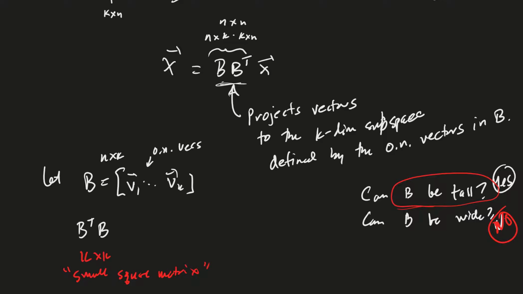Right? And so, in fact, if we take a look at what that is, that's going to be V1 transpose down to VK transpose times V1 through VK. That's equal to V1 transpose V1, V1 transpose V2.